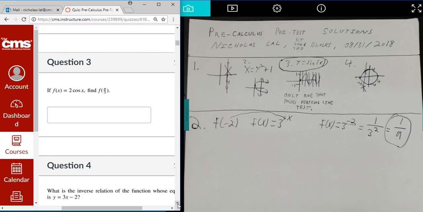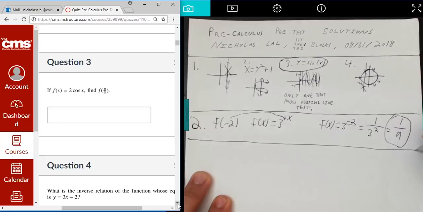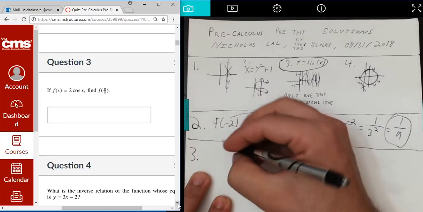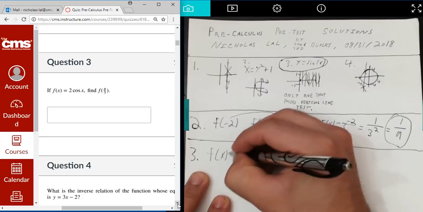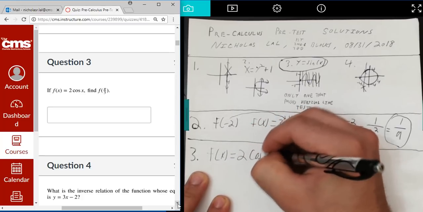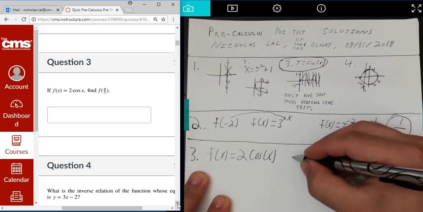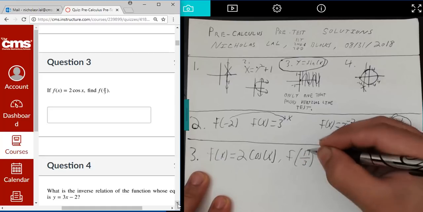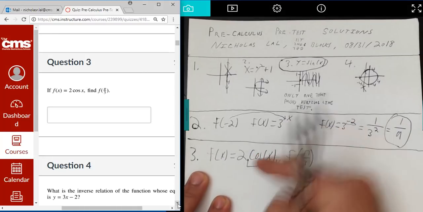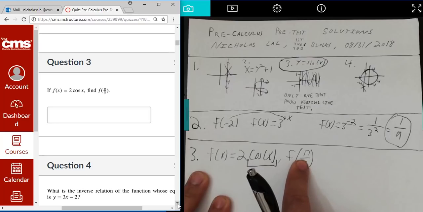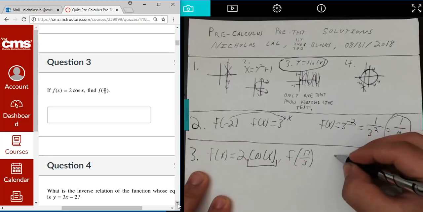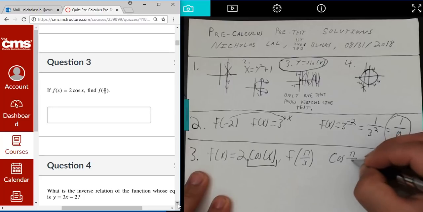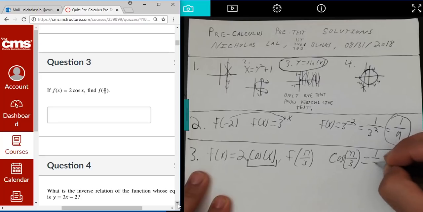Alright. For number 3, f of x equals 2 times the cosine of x. I need to find f of pi over 3. So first we have to evaluate the cosine of pi over 3, and we can plug that into the function. The cosine of pi over 3 is going to be equal to 1/2, and where I got this was from memorizing unit circle values.